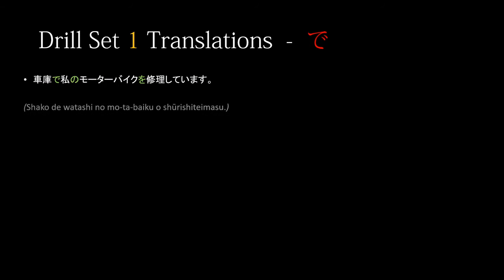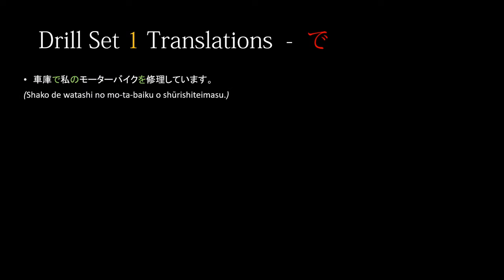Our first sentence: Shako de watashi no motorbike wo shuri shite imasu. Now, as we can see here, we have three particles. This time de is used to mark the location, and that is the garage. After that, we have no to establish the ownership between watashi and motorbike. And after that, we have o to mark the motorbike, in this case my motorbike, as the object of our transitive verb. So we have de, no, and o here.